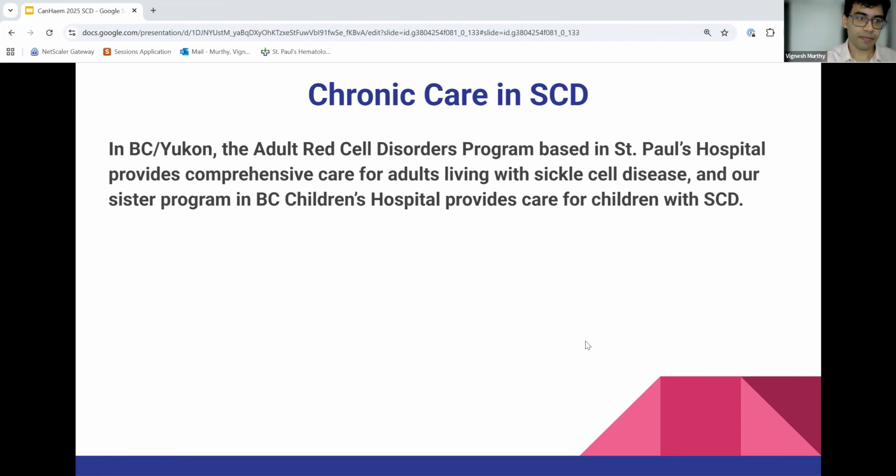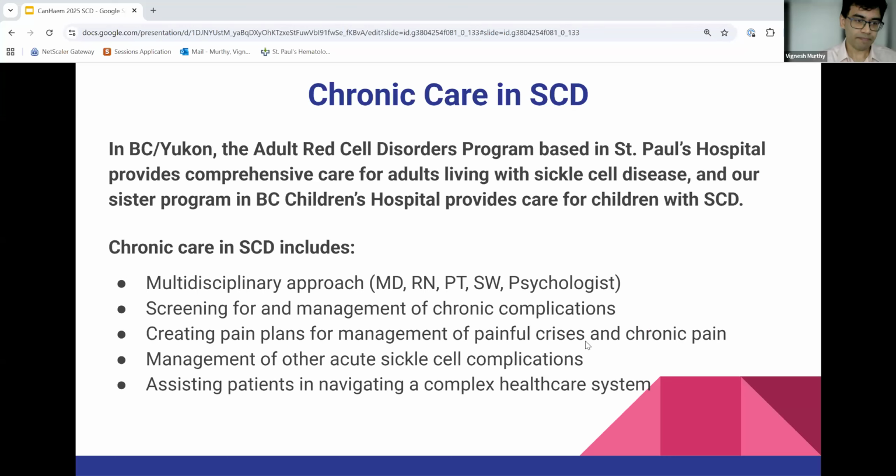Just to illustrate. And so what does chronic care look like? What do we do? So in BC and Yukon anyway, the Adult Red Cell Disorders program based at St. Paul's provides comprehensive care for adults living with sickle cell disease. And our sister program at BC Children's provides care for children living with the disease. And of course, across the country and across the world, there are sickle cell centers. Some are provincial in smaller provinces, and others, for example, in Ontario, are more regional. But there's sickle cell programs, red cell disorders programs, rare blood disorders programs that look after these patients and kind of bring them together to provide comprehensive chronic care.